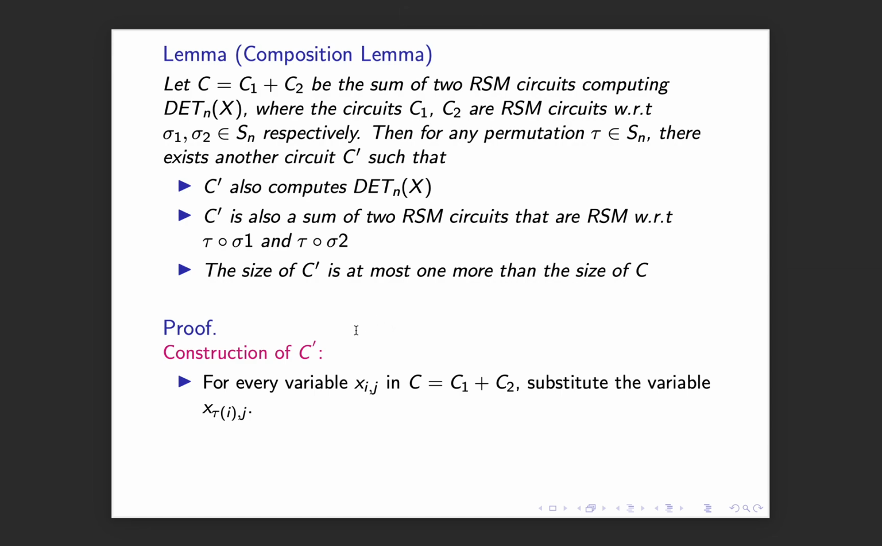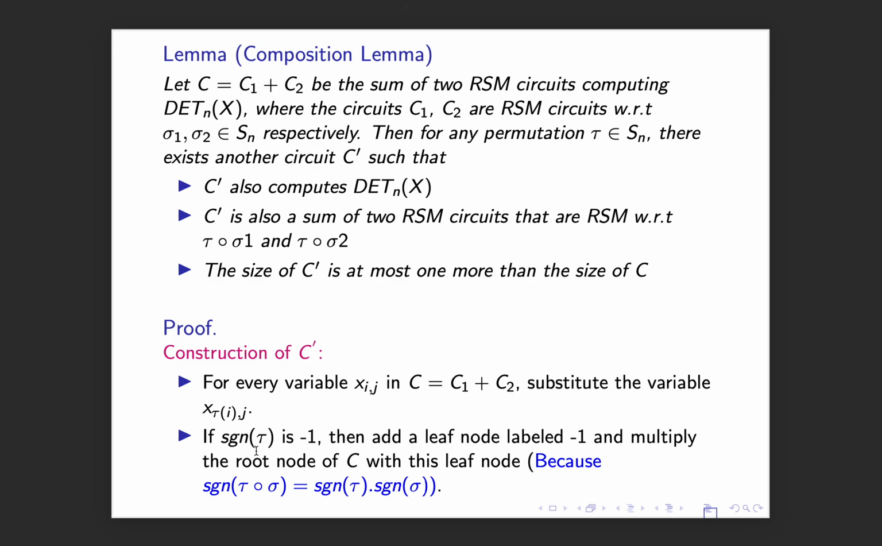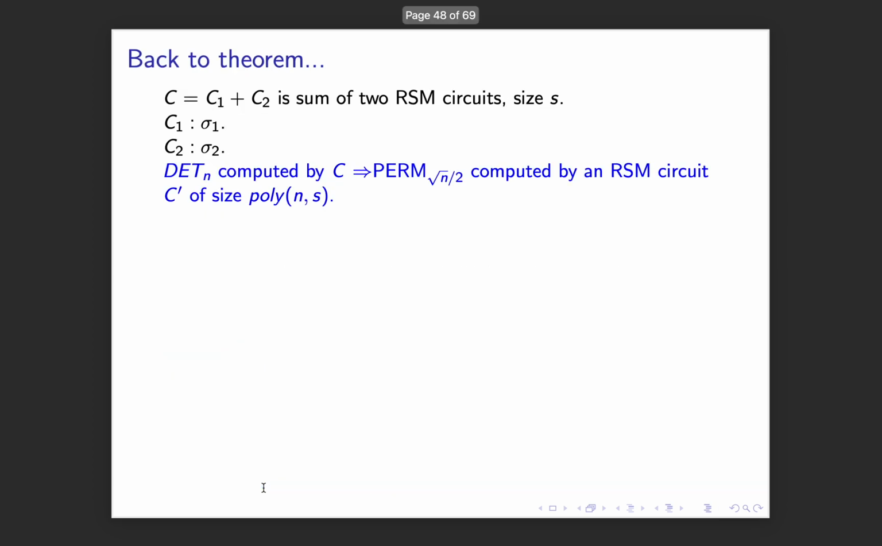Now, construction of C prime is as follows. For every variable x_ij in C, we substitute the variable x_{tau(i),j}. And if the sign of tau is -1, then we add a node labeled -1 and multiply the root node of C with this leaf node. This is due to the fact that the sign of the composition of permutations is equal to the product of the signs of the permutations.